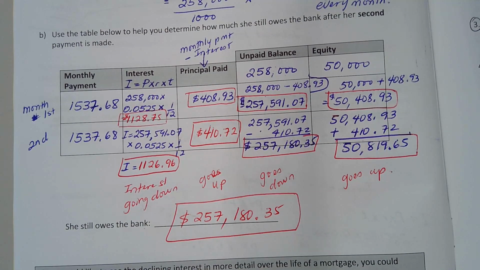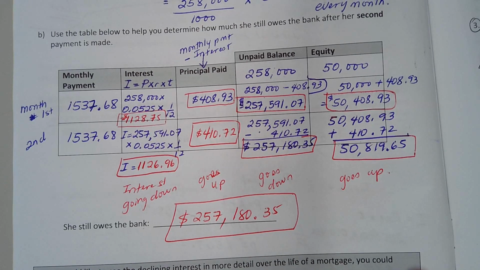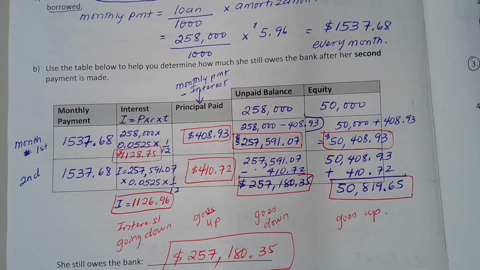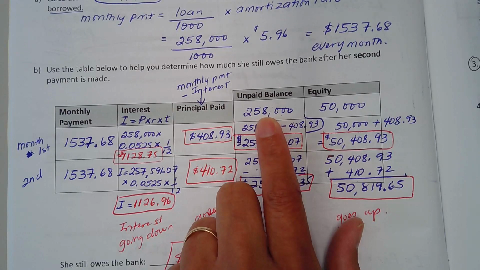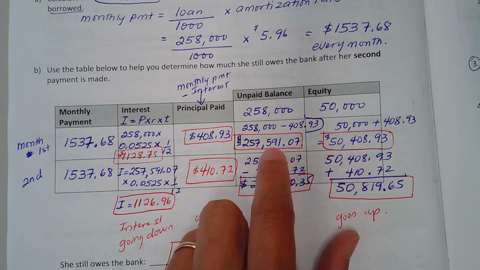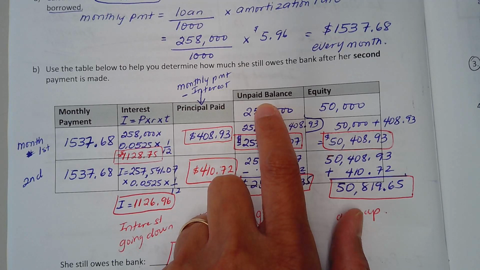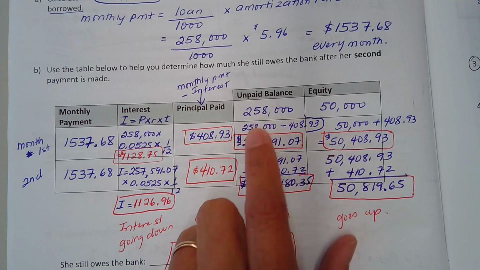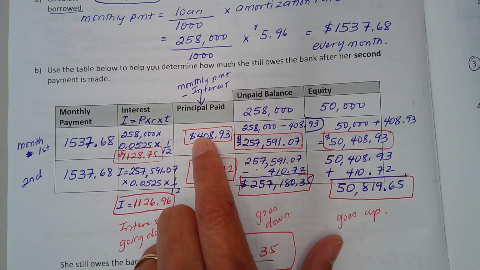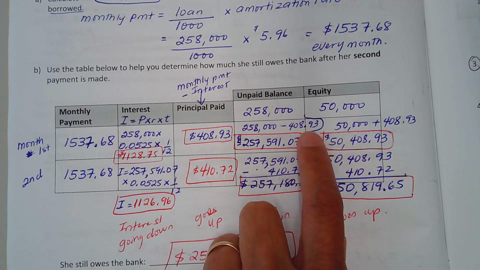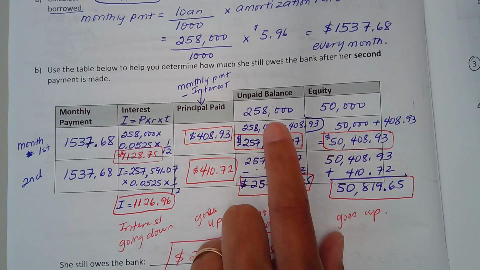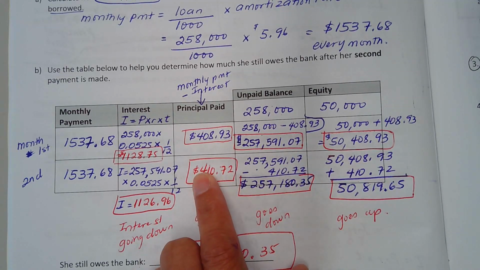What about 308? You add 258 plus 50, right? Unpaid balance and equity. To get the unpaid balance, you go down, minus the principal. So the previous balance minus the principal, you get that.